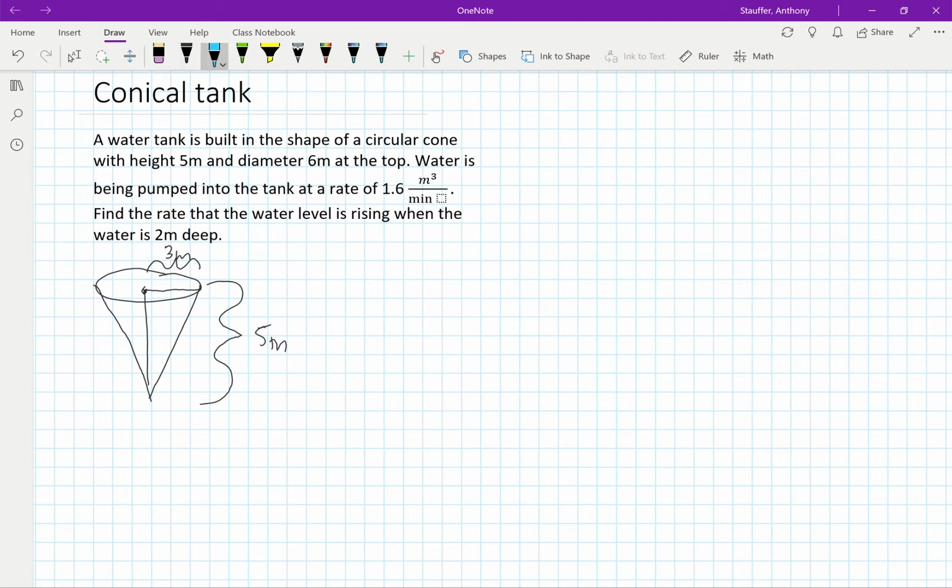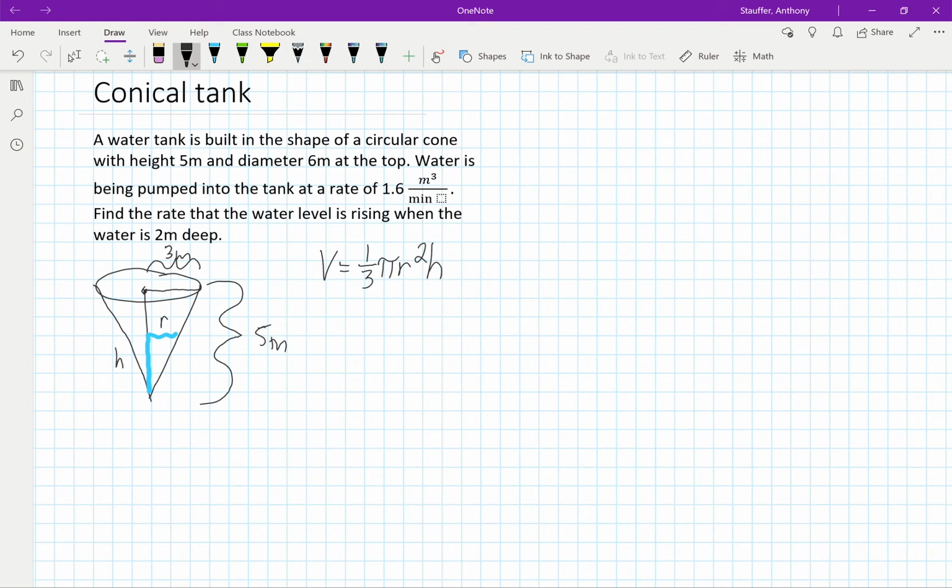Now, looking at this problem, what's happening, and I'm going to use blue because everybody knows that water is blue, is that the water level is rising right there and this cone is filling with water. These are the changing values. As water is poured in, my radius will change and my height will change. So I'll label this as r and that as h. Now, we know that the volume formula is V equals 1/3 pi r squared h.